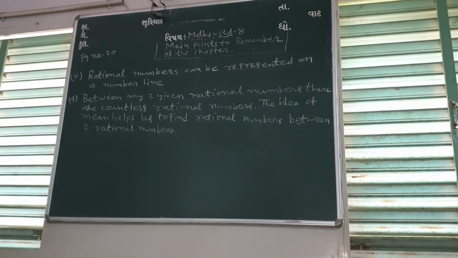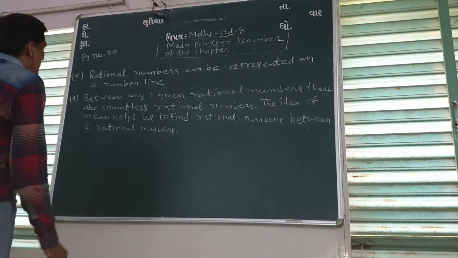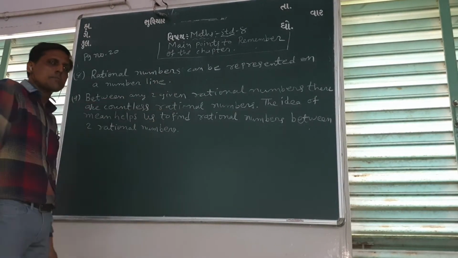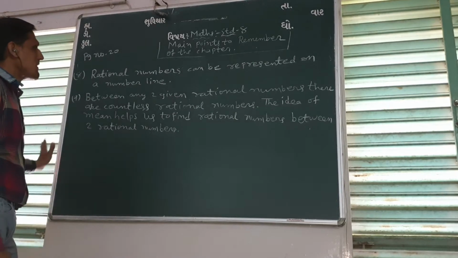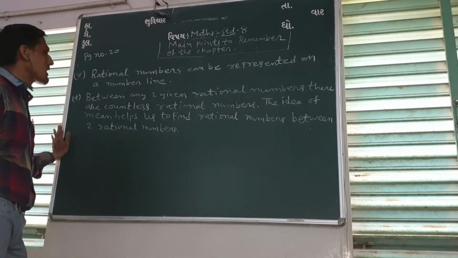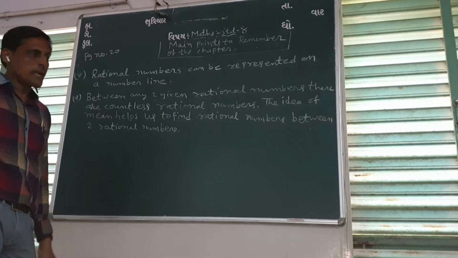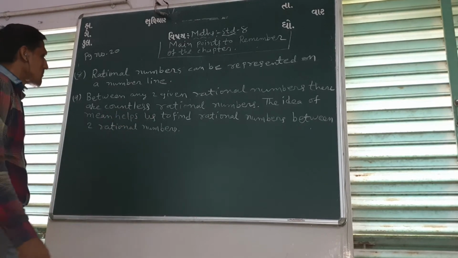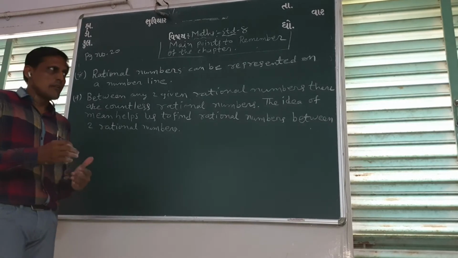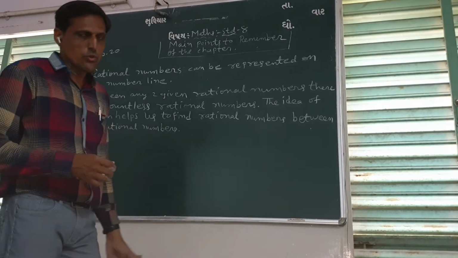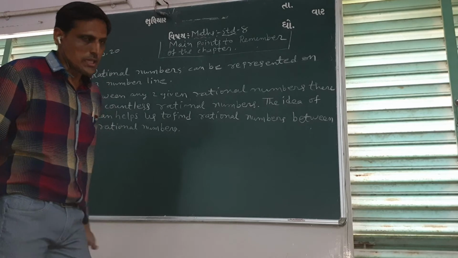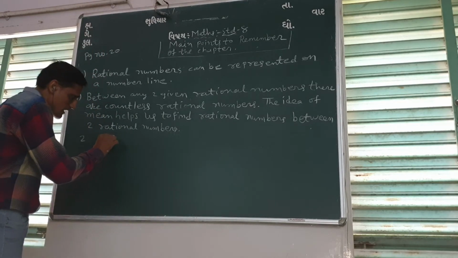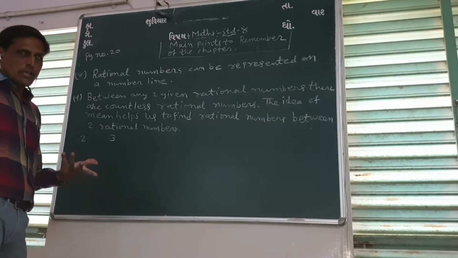Okay friends, now points number 8 and 9: rational numbers can be represented on the number line, पर हम rational numbers बता सकते हैं, right? Between any two given rational numbers there are countless rational numbers, right? The idea of mean helps us to find rational numbers between two rational numbers. मतलब mean वाला idea से भी हम rational numbers कोई भी दो नंबर के बीच में find कर सकते हैं, right? Suppose we want to find rational numbers between 2 and 3, right?